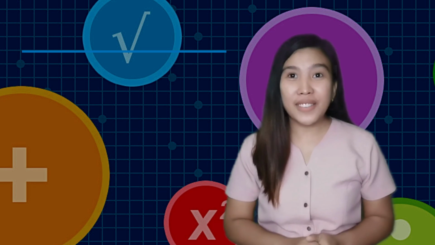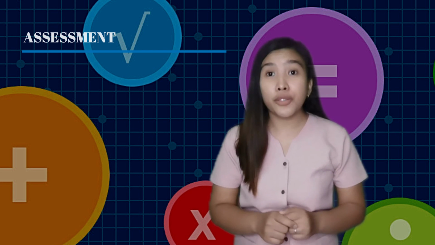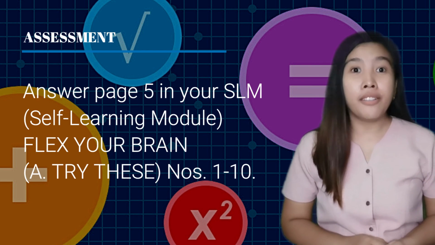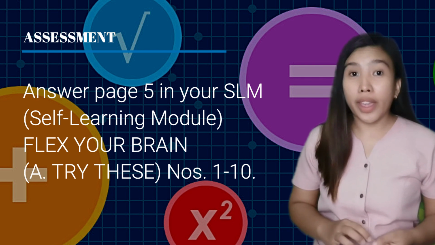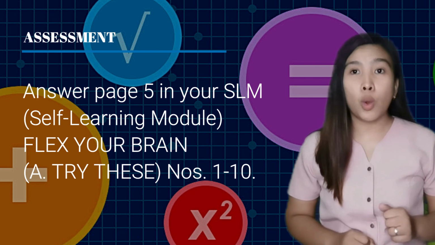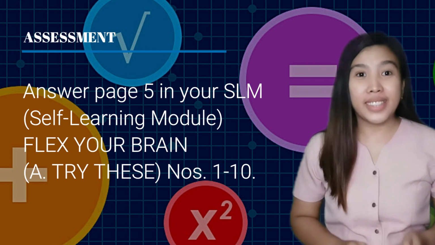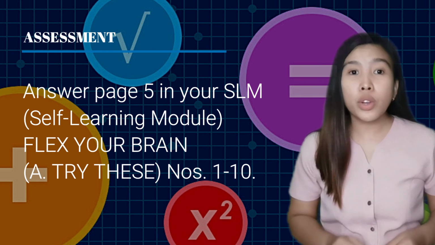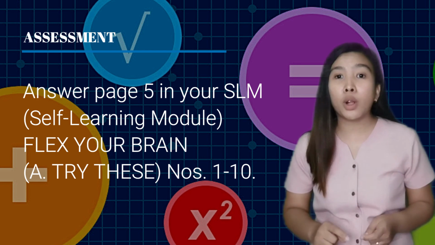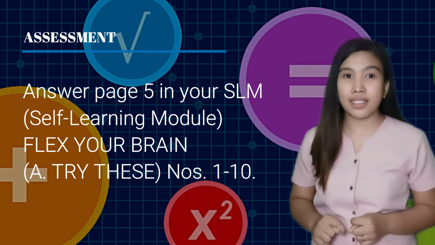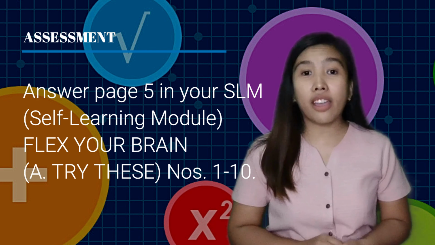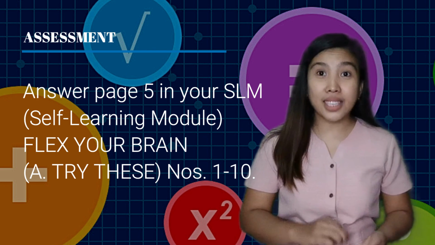For our last activity, kindly answer page 5 in your self-learning module or SLM. Flex your brain. Letter A, try these numbers 1 to 10. Then, comment a selfie of your answer. Make sure that your solutions are visible in your selfie shots. Checking of your answers will be done in your respective FB Messenger classroom.